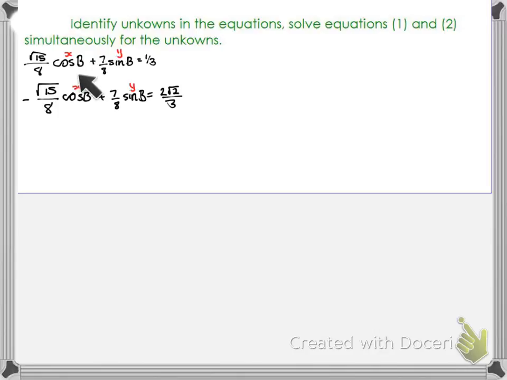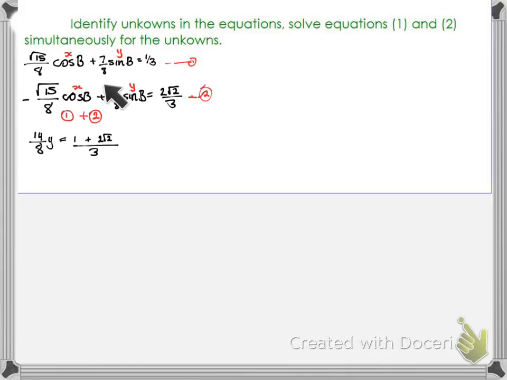So let's call cos of angle B, let's call that x as a different variable. Whereas the other unknown, sine of B, let's call that y. So it gives us two linear equations that we can solve. So let's solve them by adding them together. By doing so, we're eliminating the x. This is a positive root 15 on 8, while this is a negative root 15 on 8 times x. So adding them together will eliminate the x.